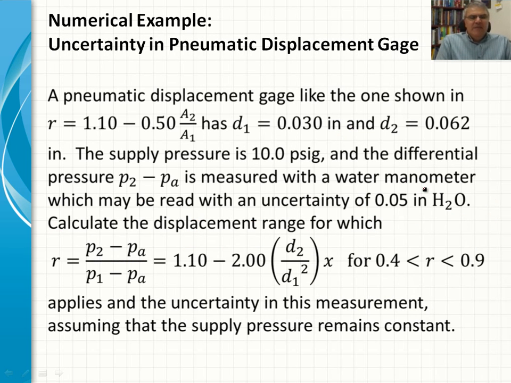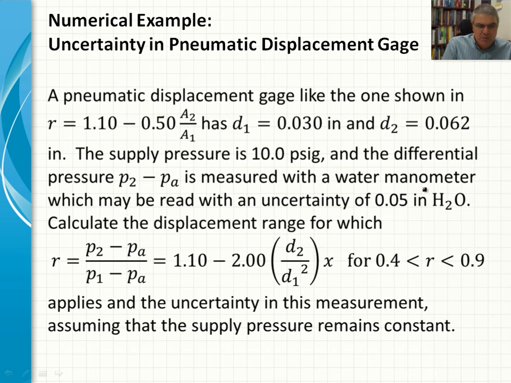After we establish our equations briefly, note that I didn't get too much into deriving all these equations. I rely on the fundamentals of fluid dynamics and fluid mechanics to calculate these equations. I'm going to concentrate more on the numerical example that we are going to discuss now. How can we incorporate a given uncertainty in the pneumatic displacement gauge into our calculations?